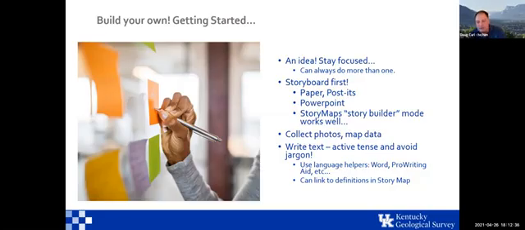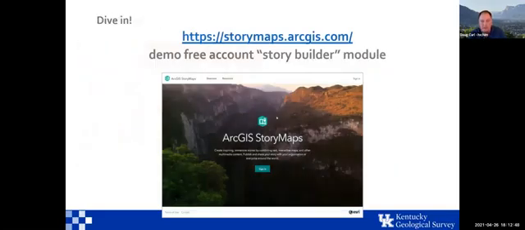And then using language helpers like Word or Pro Writing Aid, which give you feedback on your grade level and tense and everything, works really well. So that's just my little advice. So I will go into the story map builder, and I'm not going to do it that way. I'm going to do it this way. So sorry if you're getting dizzy going back and forth.